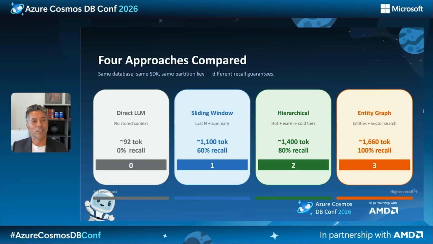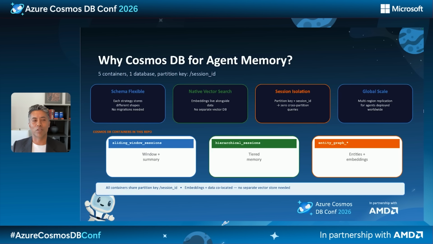Same database, same SDK, same partition key, different recall guarantees, and I can use all these three strategies at the same exact time. So that leads me to why Azure Cosmos DB for agent memory. Well, that's because we are in Azure Cosmos DB conference. That's not the case. It's really because at the end of the day, all my data is in Azure Cosmos DB.